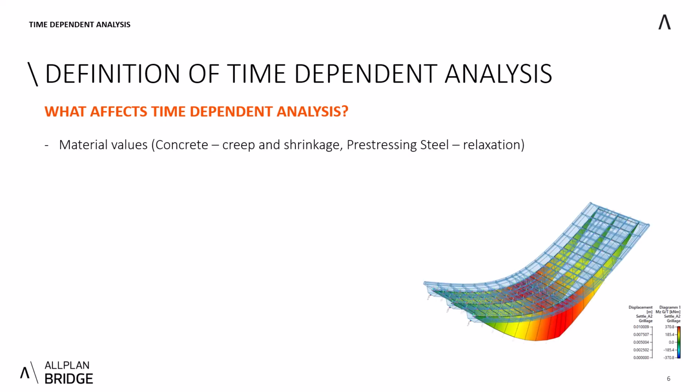First of all, we are talking about material values. So we have concrete, which has the effects of creeping and shrinkage. And then we have pre-stressing steel, which, as we already mentioned, has the effect of relaxation. This is one thing that affects it.